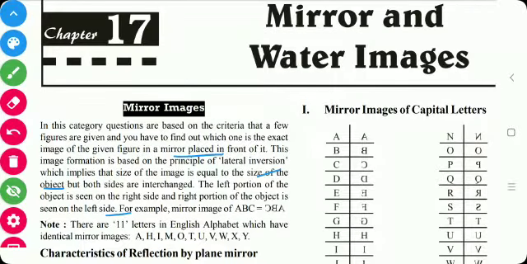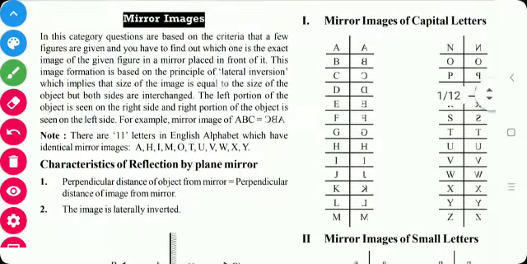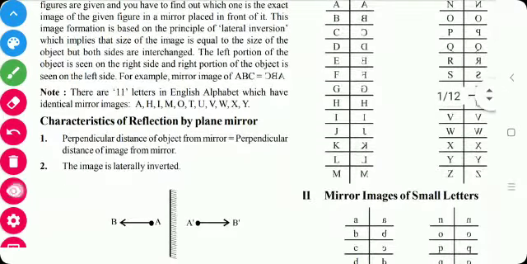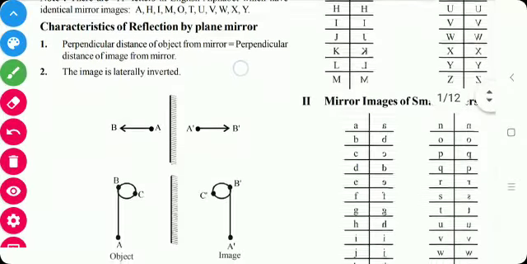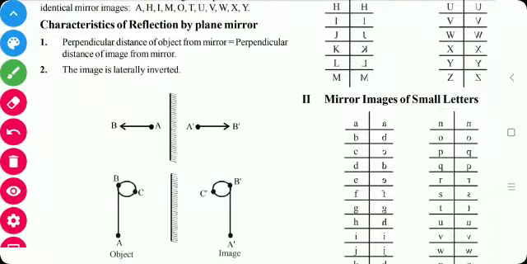See the ABC. This is the mirror image of the ABC. There are 11 letters in the English alphabet that have an identical mirror image: A H I M O T U V W X Y. Now we will see the characteristics of reflection by a plane mirror.